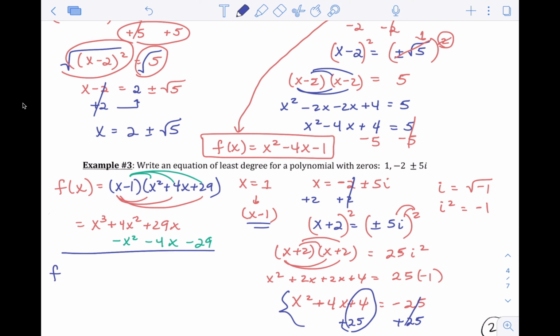Our final answer for our polynomial from working backwards with x-intercepts at 1 and negative 2 plus or minus 5i is x cubed plus 3x squared plus 25x minus 29.